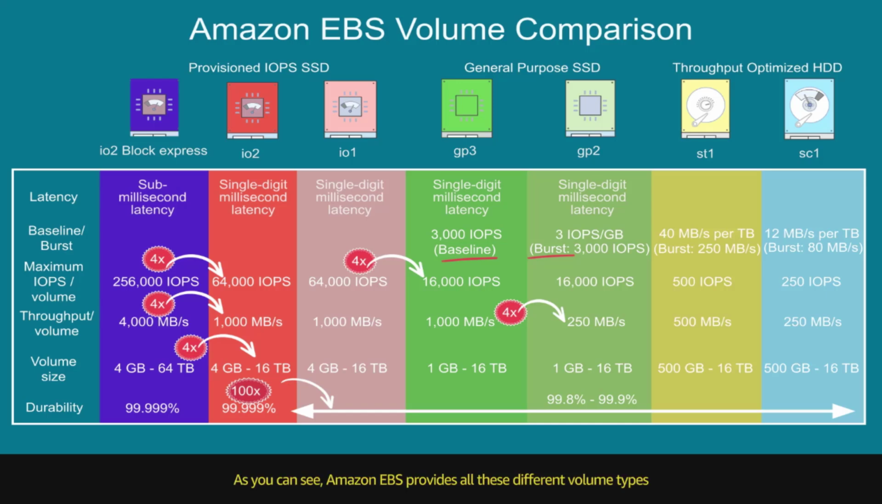As you can see, Amazon EBS provides all these different volume types, so that you can tailor your storage performance and cost to the needs of your applications.